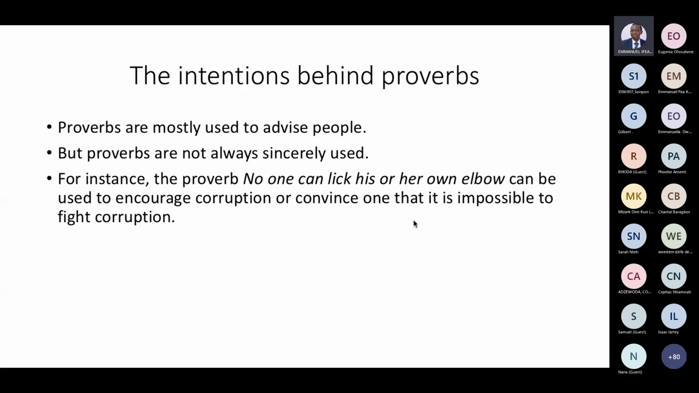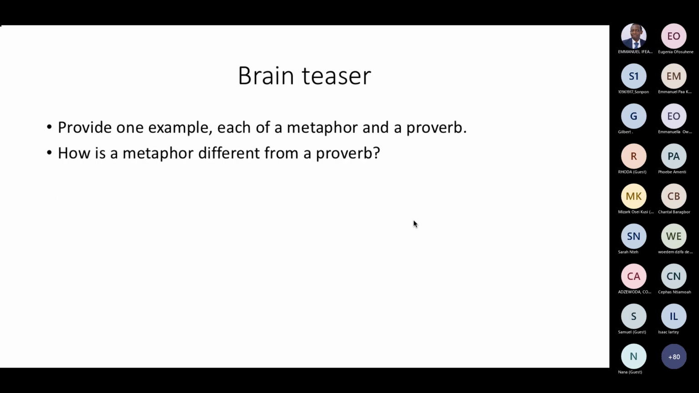The intentions behind proverbs. Proverbs are mostly used to advise people, but proverbs are not always sincerely used. For instance, the proverb "no one can lick his or her own elbow" can be used to encourage corruption or convince someone that it's impossible to fight corruption. So we need to be aware of that.